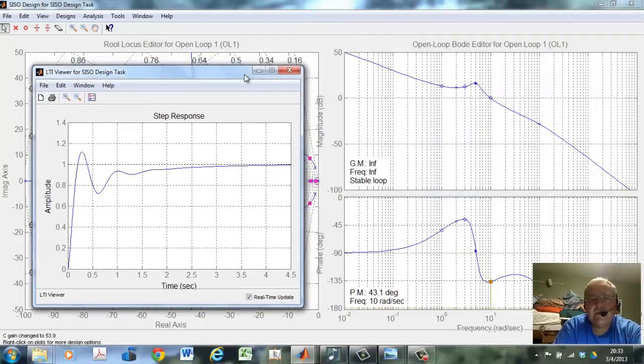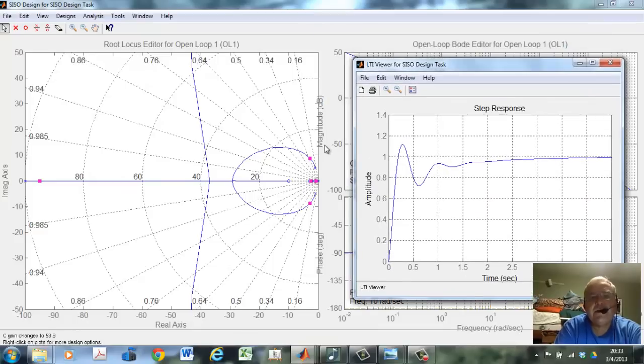Now, one thing I'd like to emphasize here: I've used the root locus just to make sure my roots are okay.